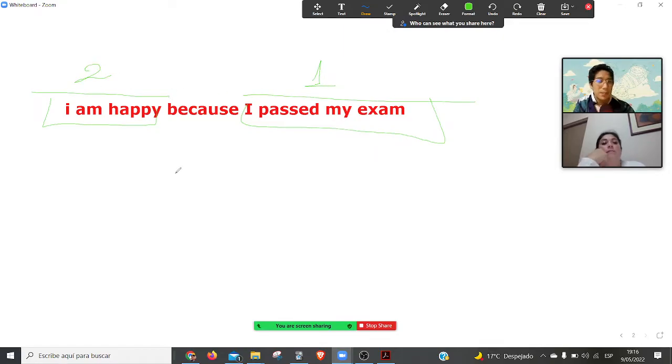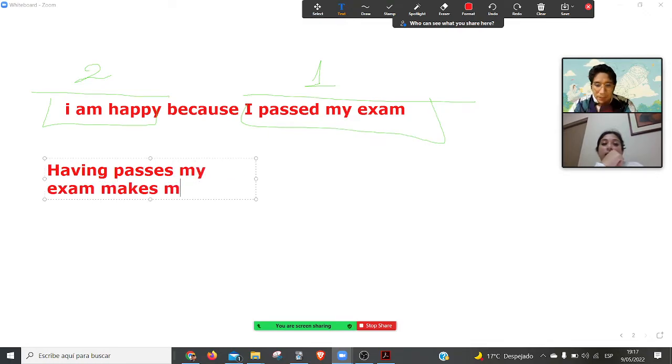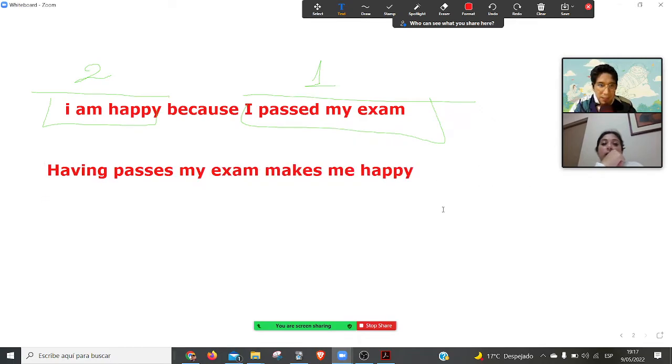Of course, because this is the result, right? You can use this structure: having, and then the participle. Having passed my exam makes me happy. You use makes because this sentence is in the present. Did you understand? Yes.